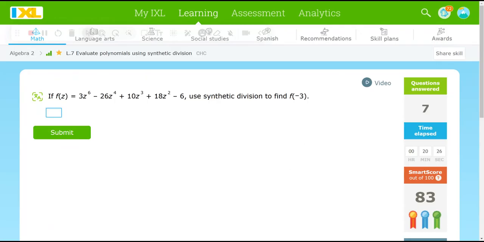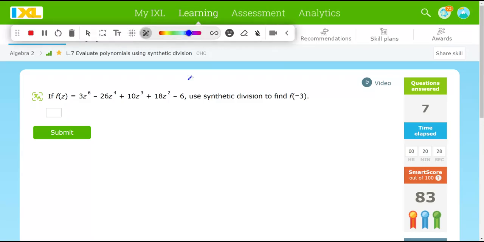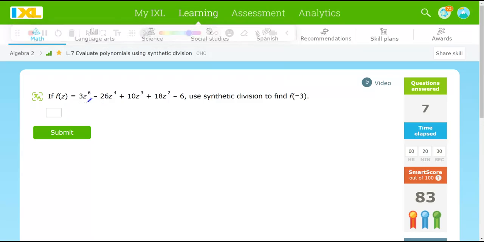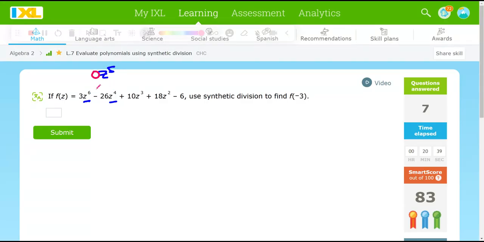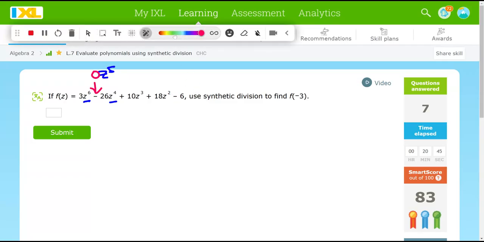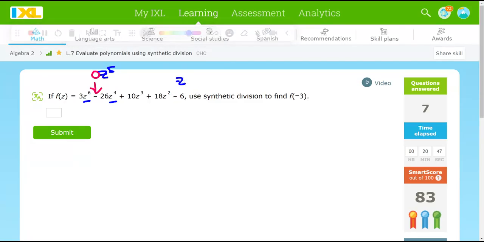So I love this one. The reason is, let's check the missing term. This is z to the 6th, z to the 4th. So you're missing z to the 5th. So the coefficient of the missing term is 0. So make sure it's right there. And then you have z to the 4, z cubed, z squared. Ooh, it's missing z to the 1. So we don't have it. It's right here. So it's missing right there.